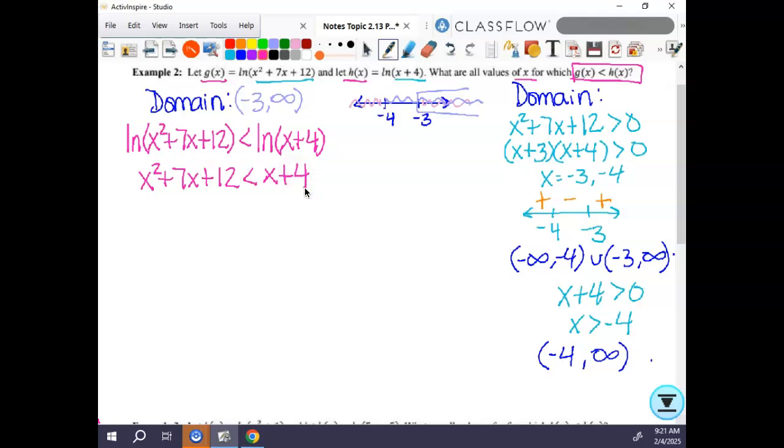This is a quadratic. I am not going to make up math. I'm going to put 0 on one side. I'm going to get x squared plus 6x plus 8 is less than 0. I'm then going to factor.